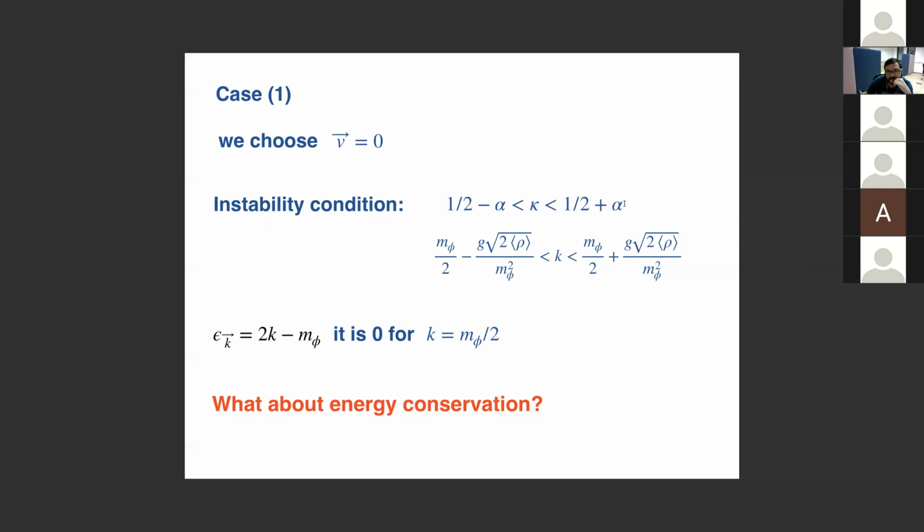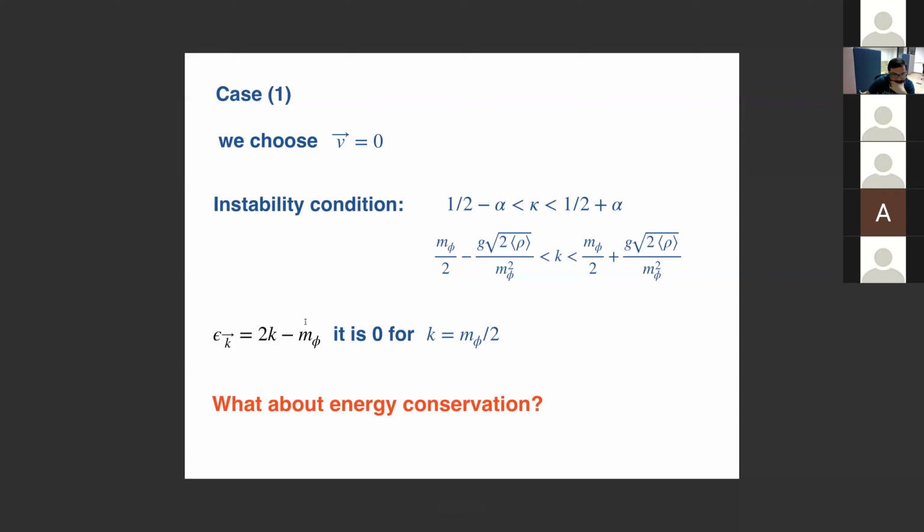And the instability condition is given by these kappas. In this range they satisfy the instability condition, and for these kappas we have the exponential growth. If we translate this to k, we have this instability condition. Then we notice that this k is centered at m/2, but we have some range, right? This k is not necessarily m/2, but it has some freedom with some boundaries, which are given by this g square root of rho. Then this g square root of rho somehow gives the bandwidth of the instability.